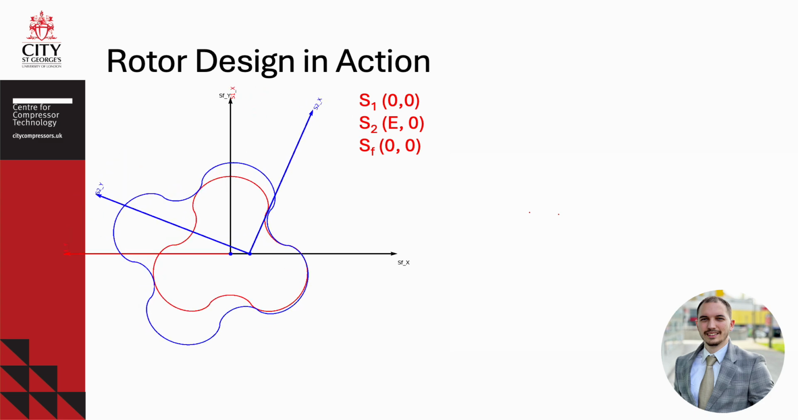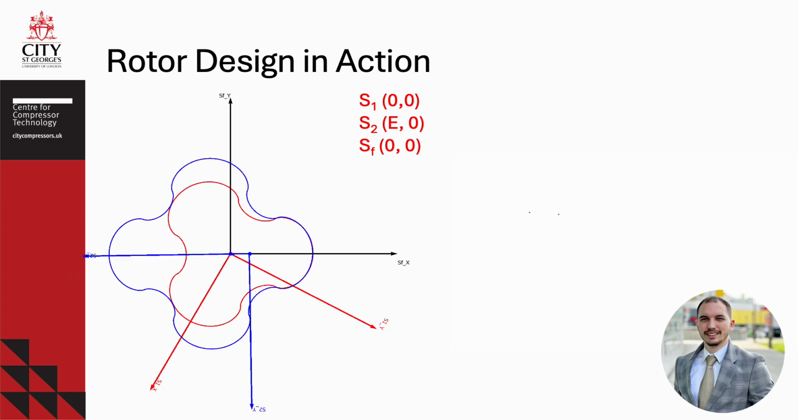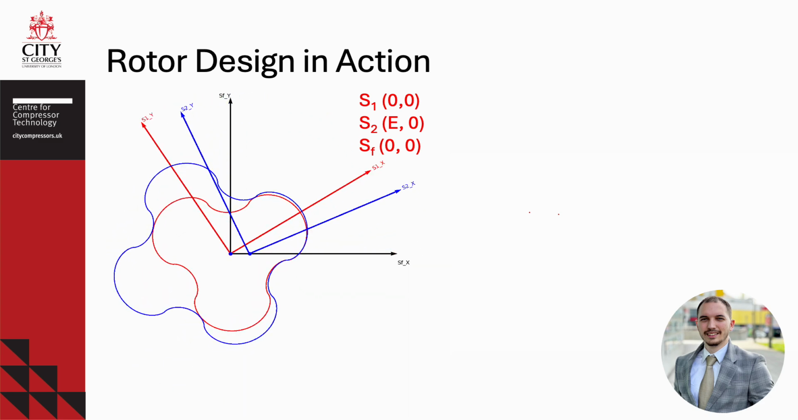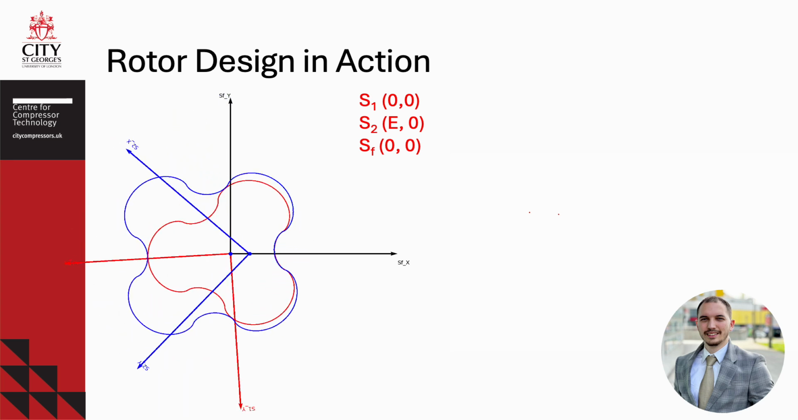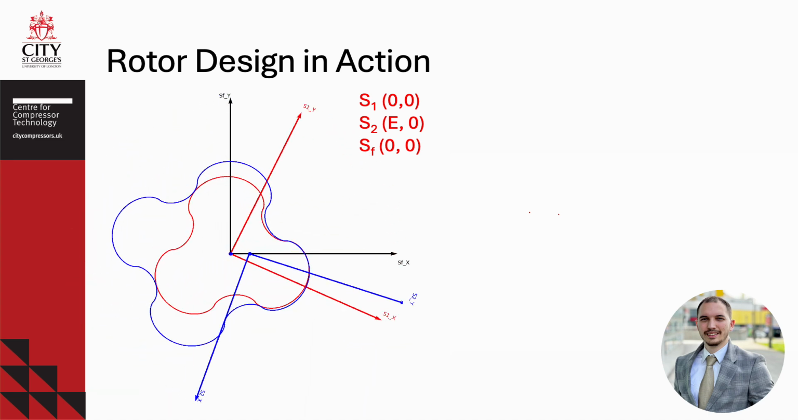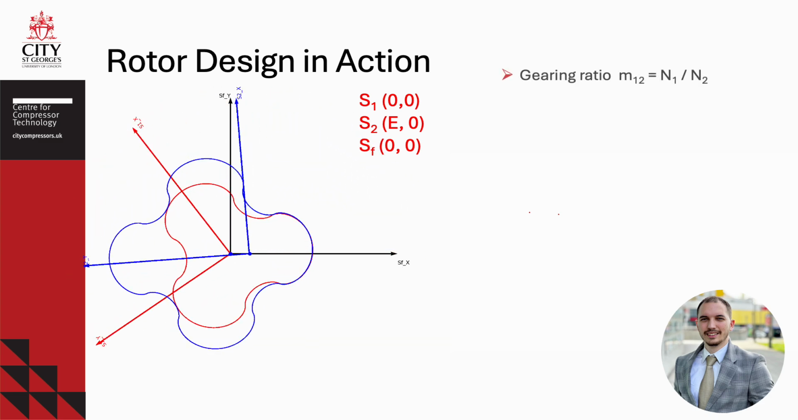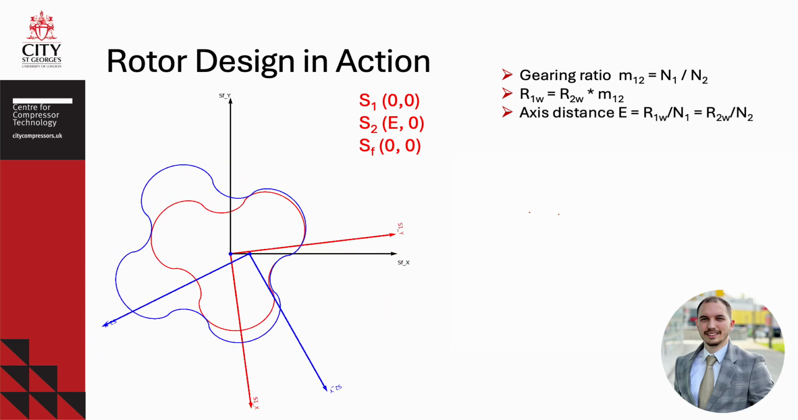Each time the rotors rotate, a transformation matrix, let's say a two-dimensional one, helps us map the position of the points from one rotor onto another. This not only ensures that the rotors mesh perfectly, but also allows us to design their profiles with extreme accuracy. In every design of a compressor system, we start by defining a gearing ratio, the radii of pitch circles, and axis distance.